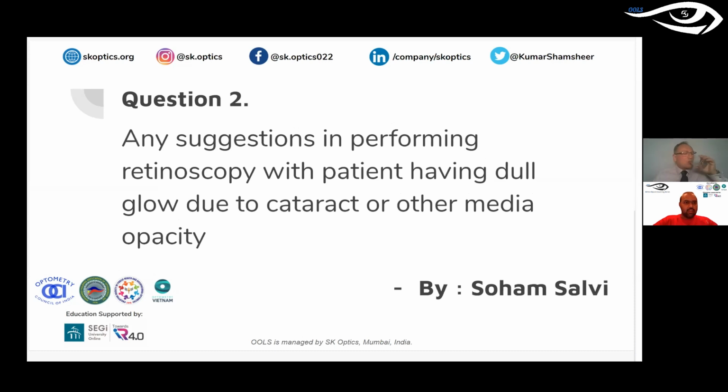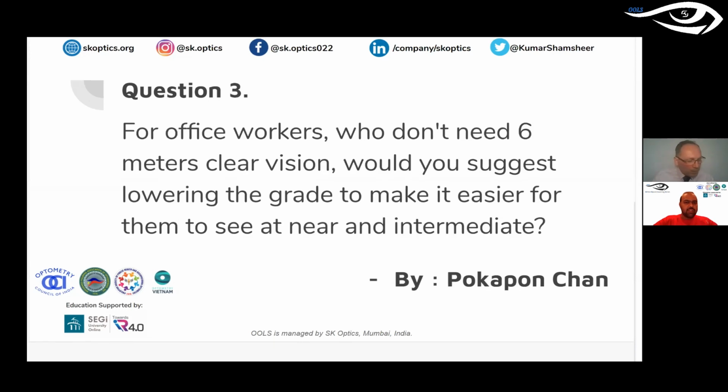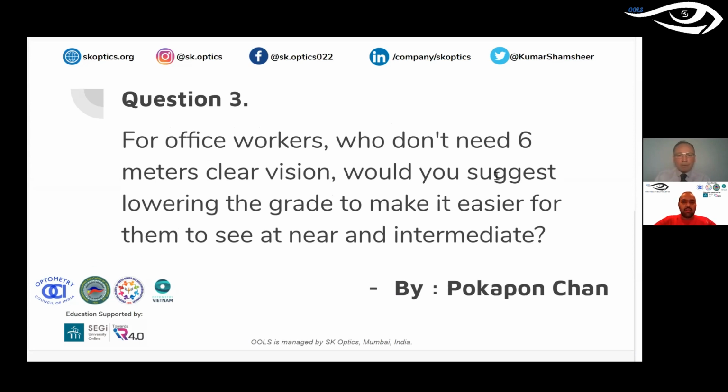And one more question: did you mention adjusting the refractive error in terms of the habitual requirement of the patient? So this is a kind of connecting question with that. For office workers who probably don't need 6 meter clear vision, would you suggest lowering the grade to make it much easier for them to see at intermediate and reading tasks, which they would normally want to perform?